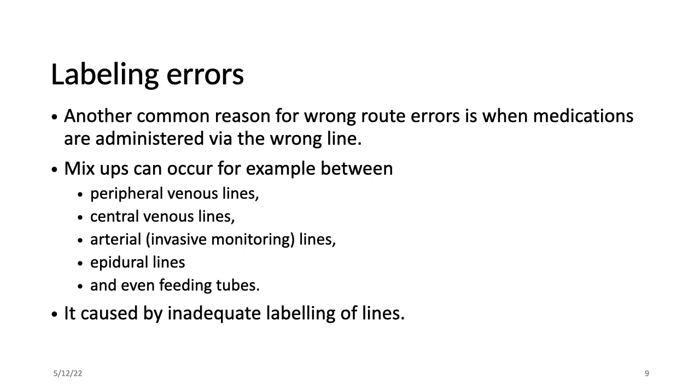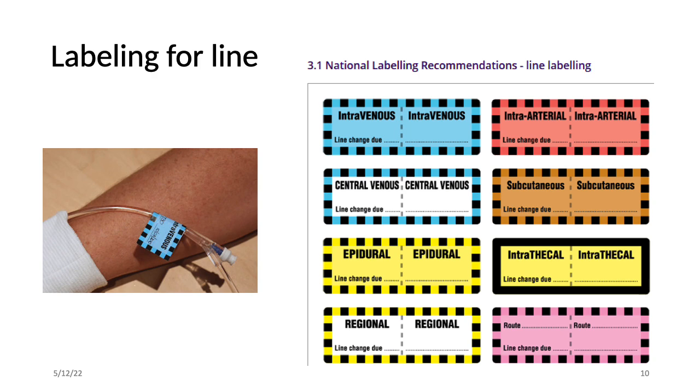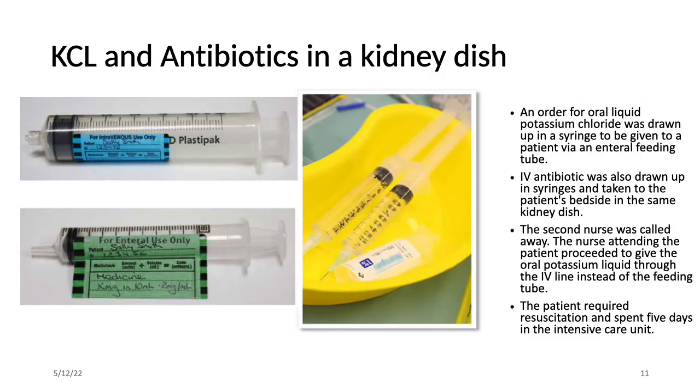Another source of error is when the medication is given through the wrong line. We can confuse a peripheral line with a central venous line, with an arterial line, with an epidural catheter, or even with a feeding tube. So the line should be well and adequately labeled. These are examples of ways to identify the line. Use different color-coded labeling for intravenous, intra-arterial, epidural, and intrathecal. This can help to differentiate the different routes.